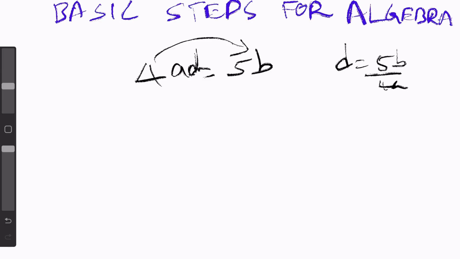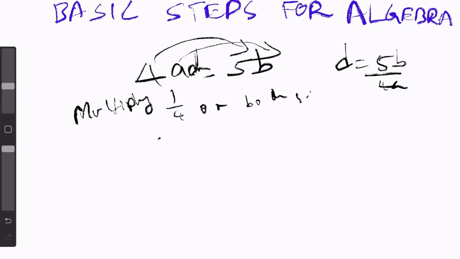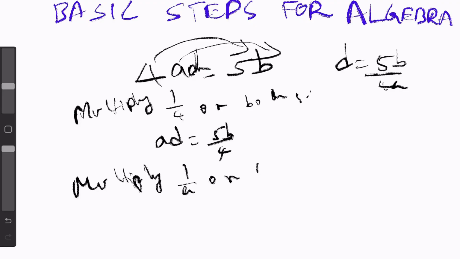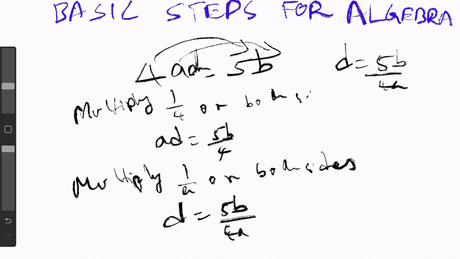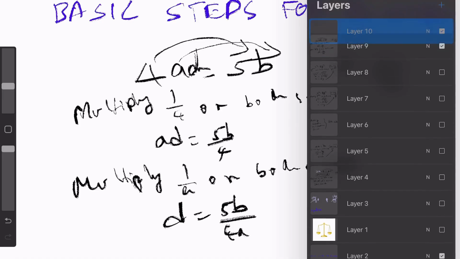So how do we get this? By sending all things to the other side. How do we send the 4 and the a to the other side? Multiply by 1 by 4 on both sides so that 4 gets cancelled here. So what do we get? 4 into 1 by 4 gets cancelled, and ad equals 5b by 4. Now multiply by 1 by a on both sides. So a gets cancelled on the LHS. So d equals 5b by 4a. So this is what we get.